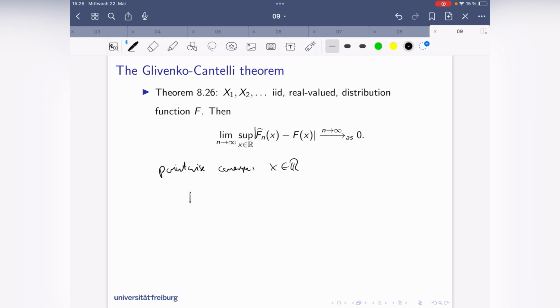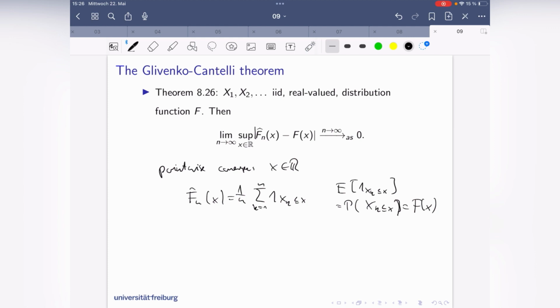And Fn hat at x, that's the distribution function, 1 over n times the sum of the indicator that xk is less or equal than x, k from 1 to n. So this here is the number of x's which are at most small x. Okay, these are independent if the x's were independent. And what's the expectation of one of these? So expectation of the indicator of xk less or equal to x. That's the probability that xk is less or equal than x, which is the distribution function at x.